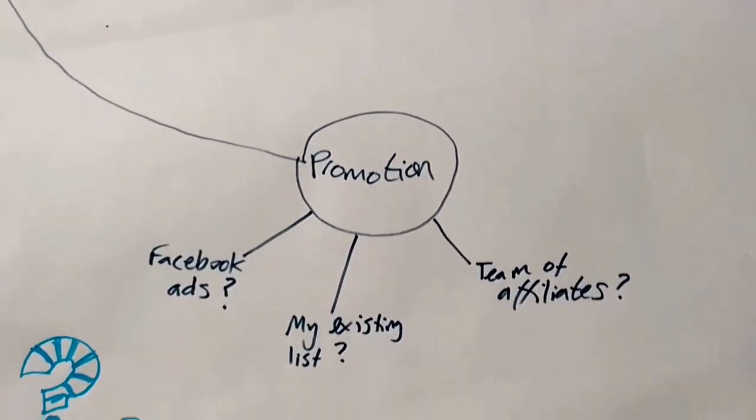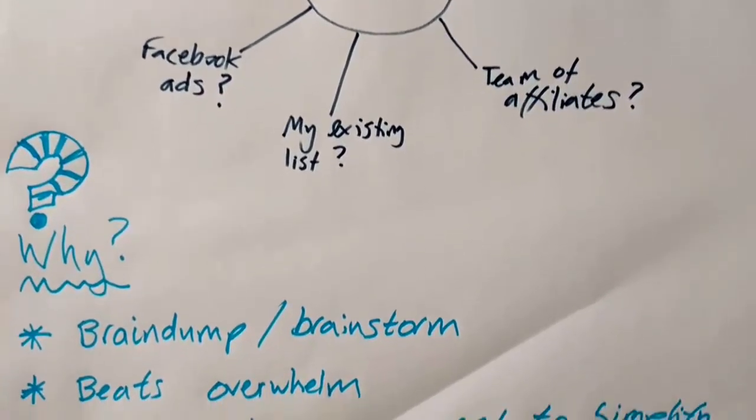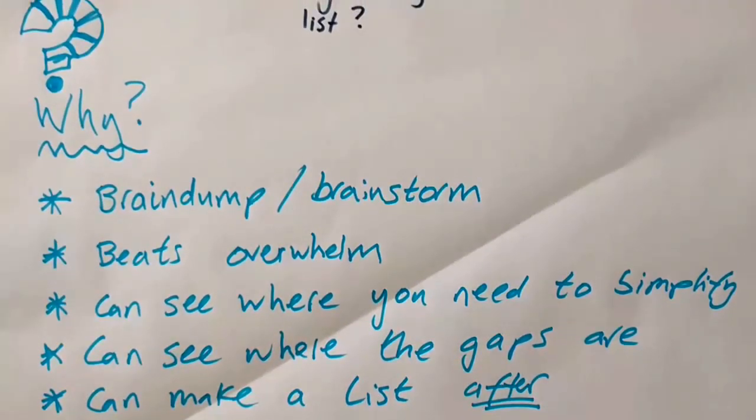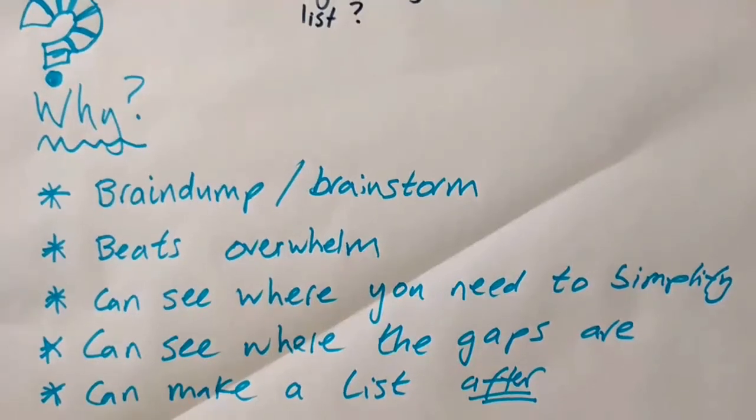And so why does this work so well? Well, it's not a detailed plan. It's just basically dumping everything that's in my brain onto a piece of paper, and that clears space in my brain, which is great, and beats overwhelm. And I find that from there you can see where you need to simplify, because I'm great at overcomplicating, and you can also see where the gaps are, and you can keep going back to this and filling in the gaps whenever you see one.